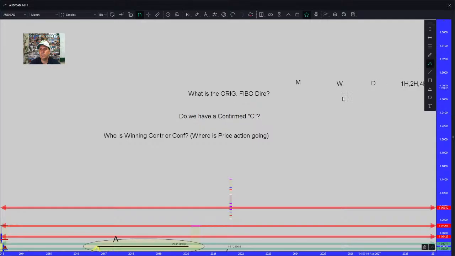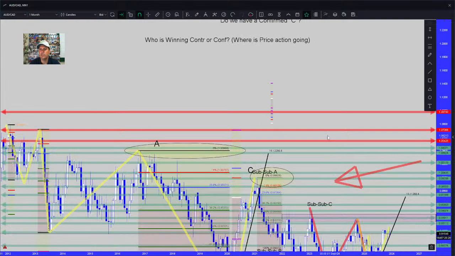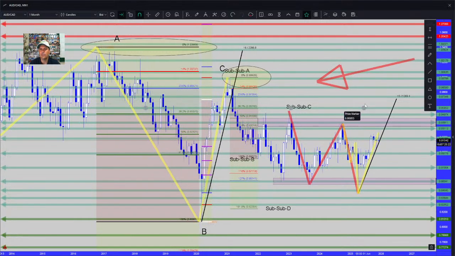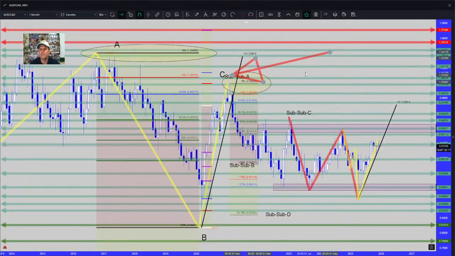Okay, so the monthly Fibonacci is down, alright, all good. Do we have a confirmed C? And then who is winning, the contrarian or the confirmation? Question number one, everybody, do we have a confirmed C? Capital C?